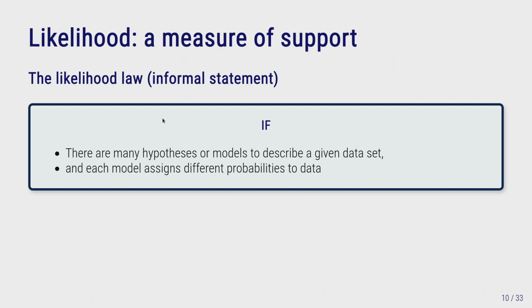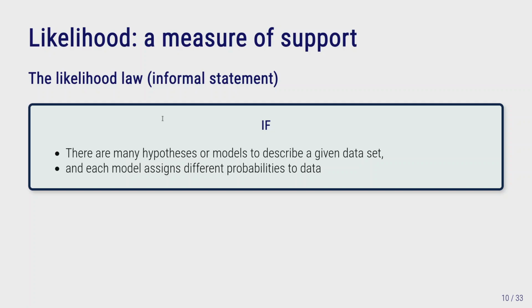So the situation I showed you in the previous slides can be described like that. I have many hypotheses, two or more hypotheses, which are my statistical models. And all these hypotheses are about the same data set. And each one of these hypotheses assigns different probabilities to data. Can you see this in the previous slides? Right. So our question is how to choose among all these hypotheses which one is better supported by the data.